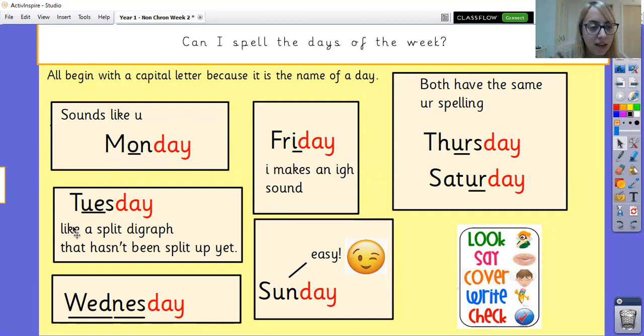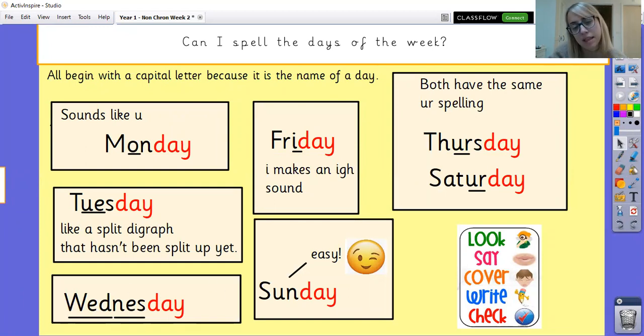Now let's look at Tuesday. If we were going to sound it out, we'd say Tuesday. Now we know that the U and E can make the oo sound, but normally we see it as a split digraph, okay? So normally we'd see it with a letter in between the U and the E, but these letters haven't been split up yet. They are still making the oo sound, but they haven't been naughty enough to be split up on the carpet yet, okay? They're still staying together. So we can remember that by not putting a letter in between the U and the E, so Tuesday.